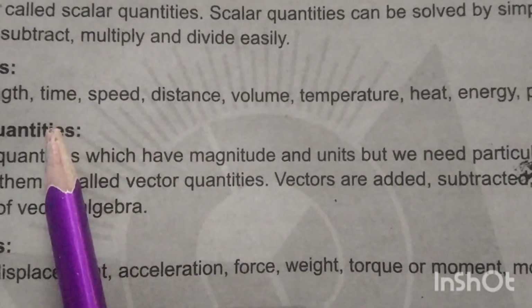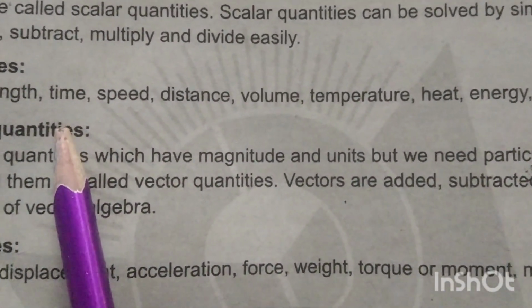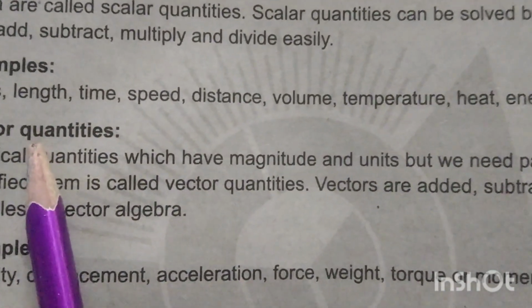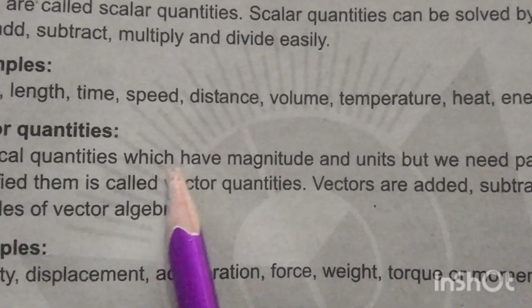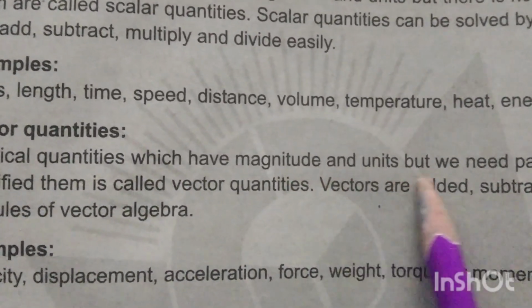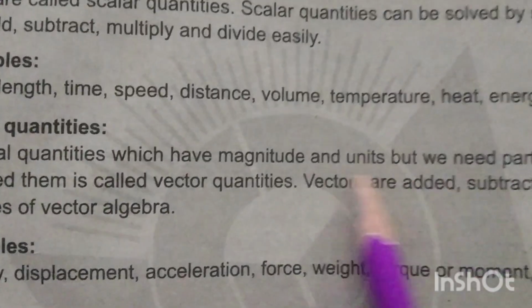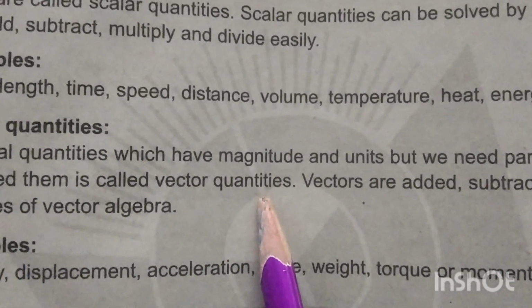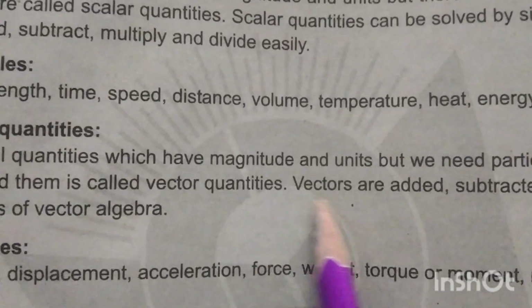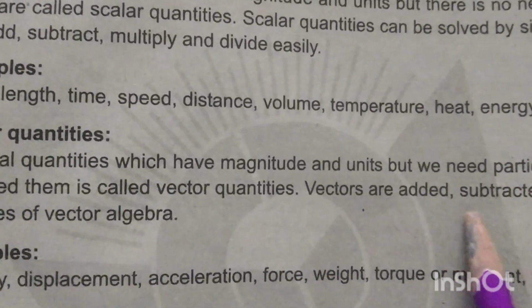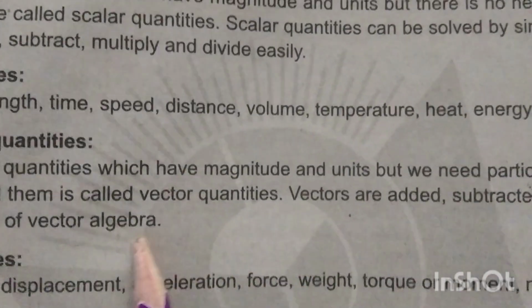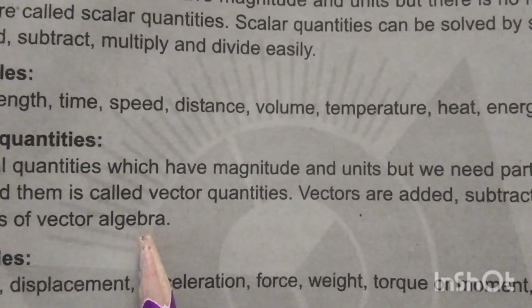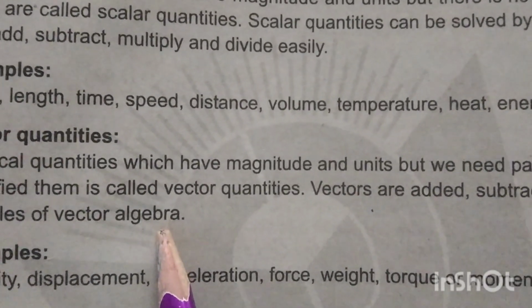So what if a quantity has a direction along with a magnitude? Those are vector quantities. Vector quantities have magnitude and also a particular direction. They are called vector quantities. Vector quantities can be added, subtracted, and multiplied by the same algebraic rules. There's no difference in it.